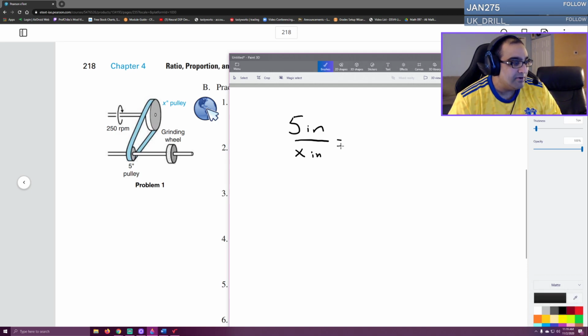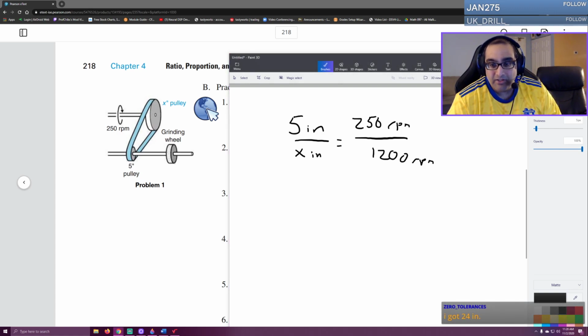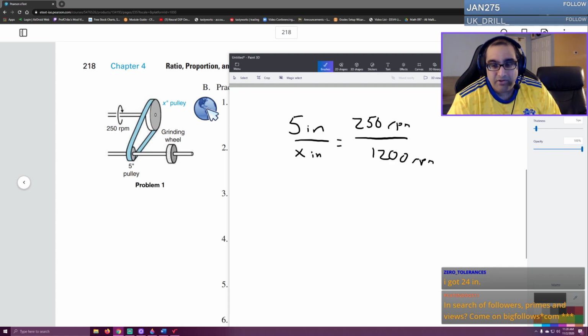All right, I'm going to try this again. So this should be 5 inches is equal to x. 5 inches should equal 250 RPMs over 1200. Yeah, that's what it should be. There we go. That's a lot better. So it should look like this. Yes, that's my fault. I put the 250 and the 1200 in the wrong spots there.